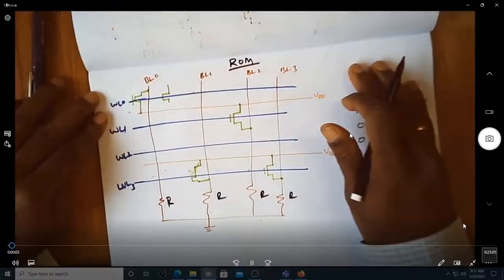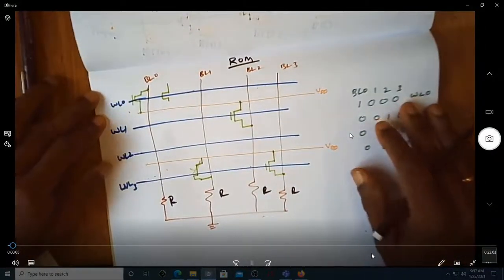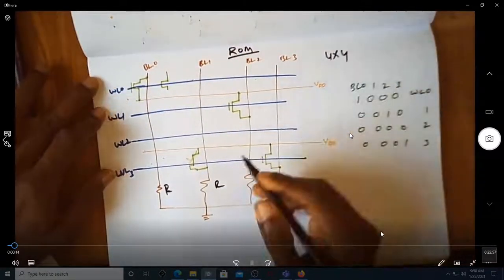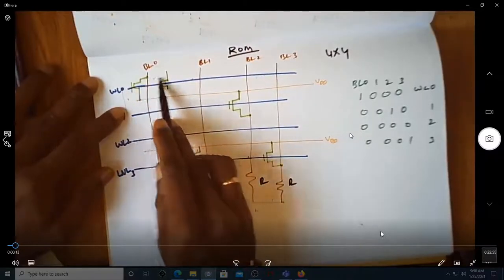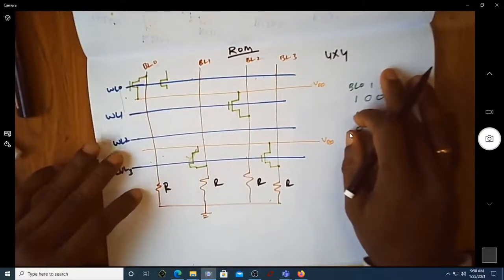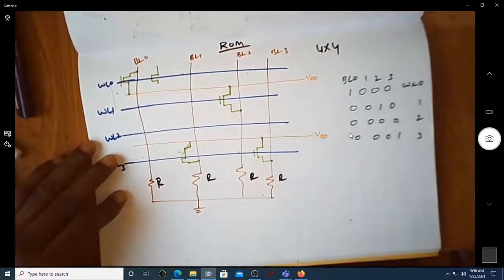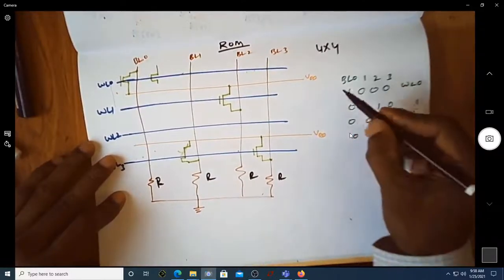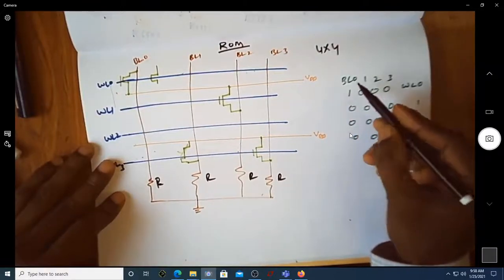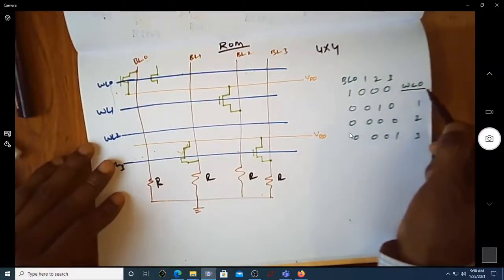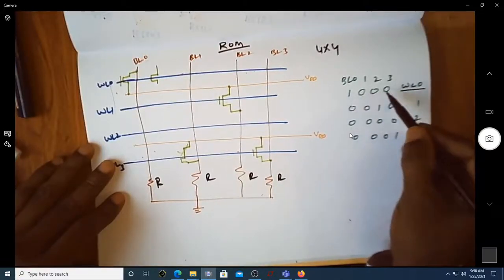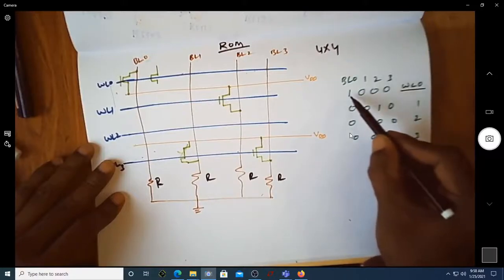Videos on memories. As we discussed in the last class, this is a 4x4 ROM array where we have 4 word lines and of course 4 bit lines. Since it is said to be read-only memory, assume that I want to have this data read from this particular memory, where when word line 0 is made VDD, I should be storing 1000. So I should be able to read 1000.